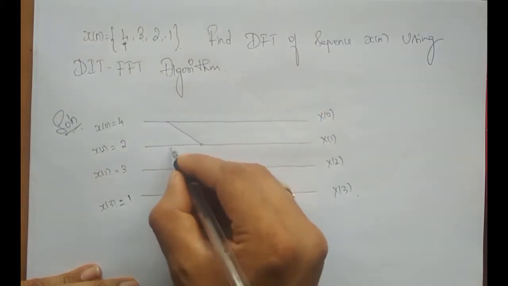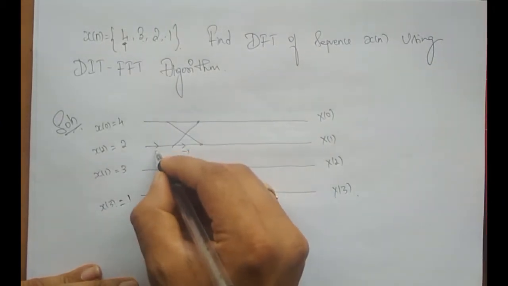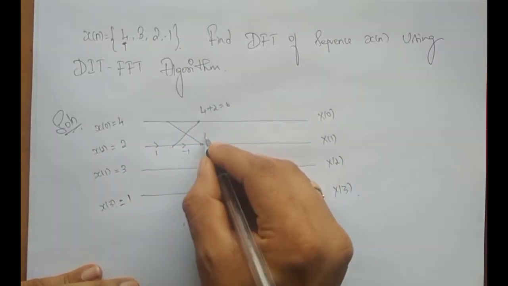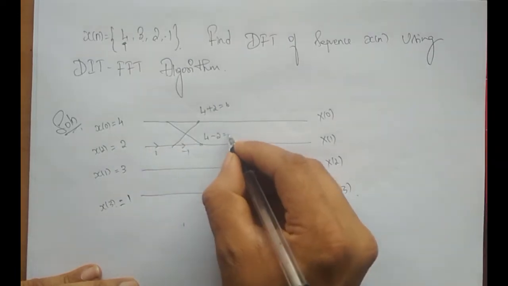Okay, so first stage, first butterfly, so this is W4 power 0 which is 1. So 4 getting added with 2 which is equal to 6. 4 getting subtracted with 2 which is equal to minus 2.